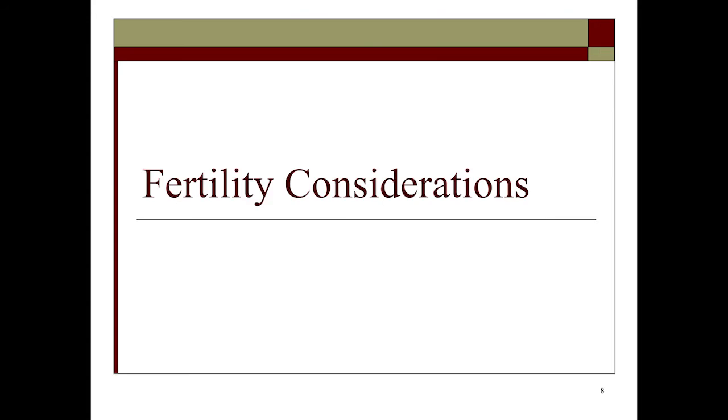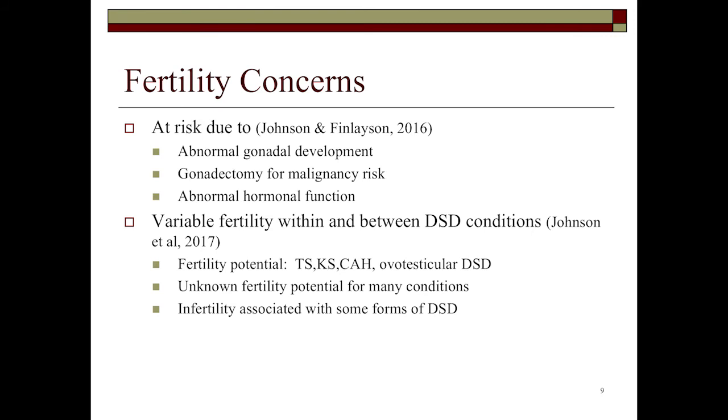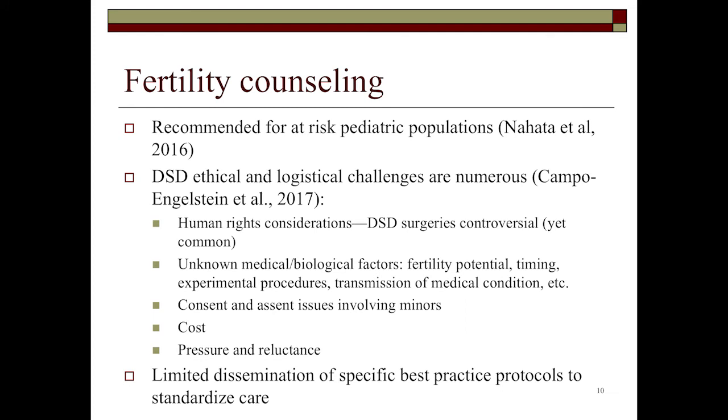So just to talk specifically about fertility a little bit, you know all this, I think, but there are fertility concerns for many of the kids due to a variety of factors. Some conditions with DSD tend to have possible fertility potential, like Turner syndrome or Klinefelter syndrome. There's unknown fertility potential for many conditions, and infertility is associated, total infertility right now with the assisted reproductive technology we have. Infertility is associated with some forms of DSD. It is recommended that fertility counseling and sexual function counseling take place for at-risk pediatric populations, and there's a lot of ethical and logistical challenges that were outlined by others who are probably here in this audience, but there are human rights considerations about certain surgeries. Even though surgery is controversial, especially gonadectomy, they're also common.